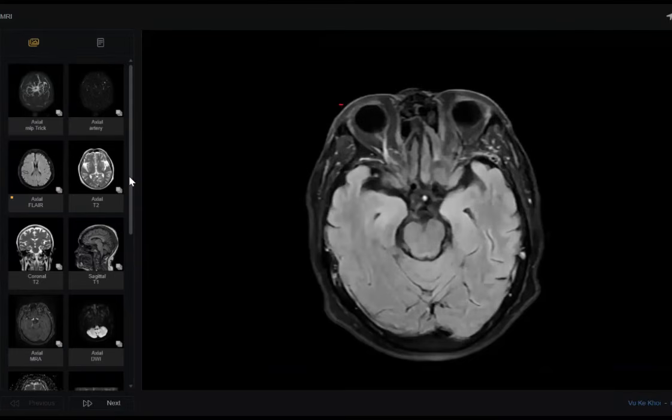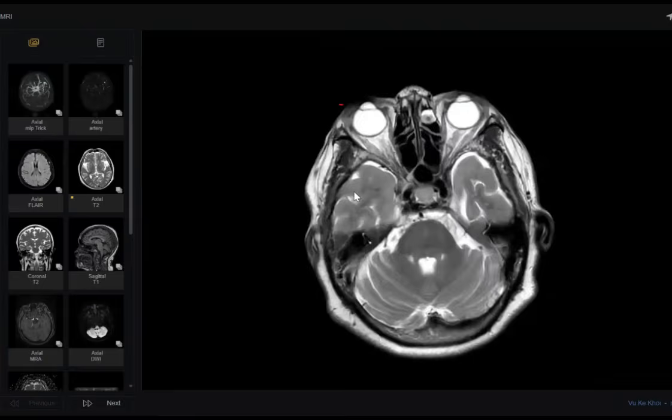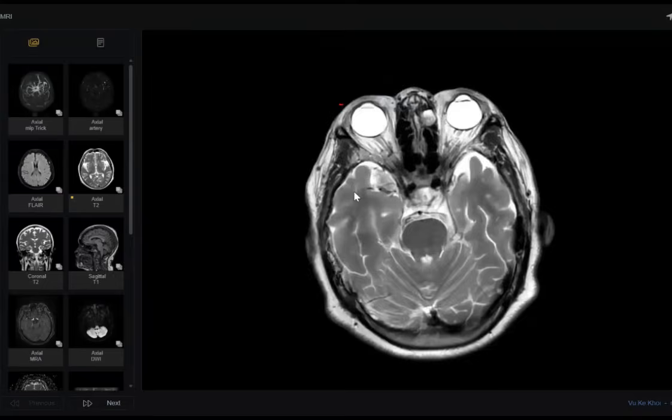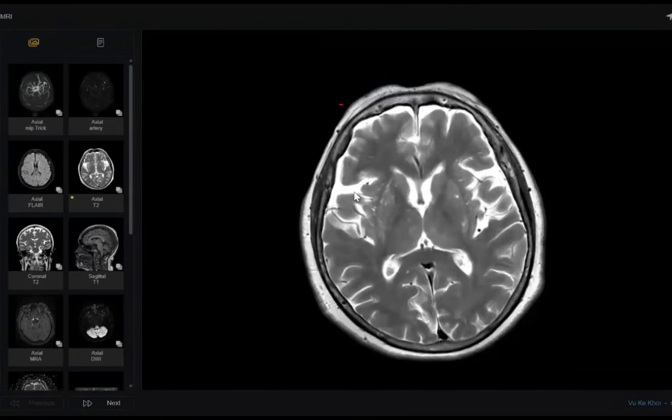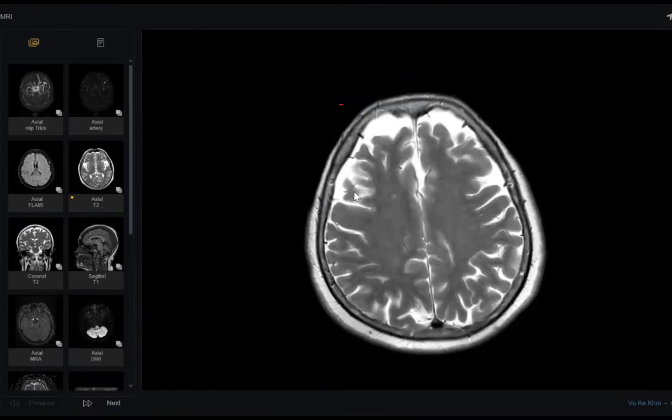So I've been presented with axial FLAIR. This is axial T2 weighted images of the brain. I can see multiple hyperintense foci. Request control, please. Okay, go on. One second.